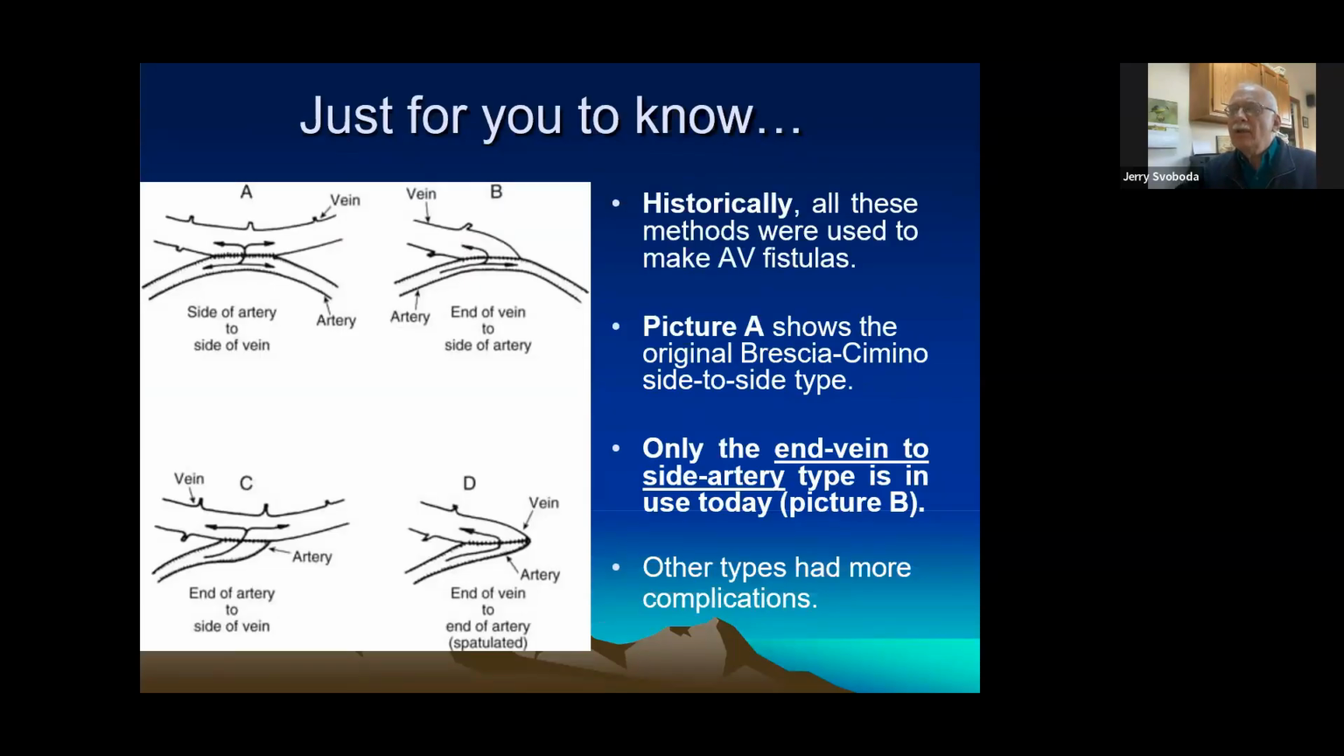Dr. Appel made the Brescia-Cimino fistula by a side-to-side connection. These days, almost all AV fistulas are constructed by an end-to-side, end of vein to side of artery technique. The conversion of the old Scribner shunts was usually done by an end-to-end technique, as you see in the right lower corner. These are historical techniques. Today, only picture B is in common use.